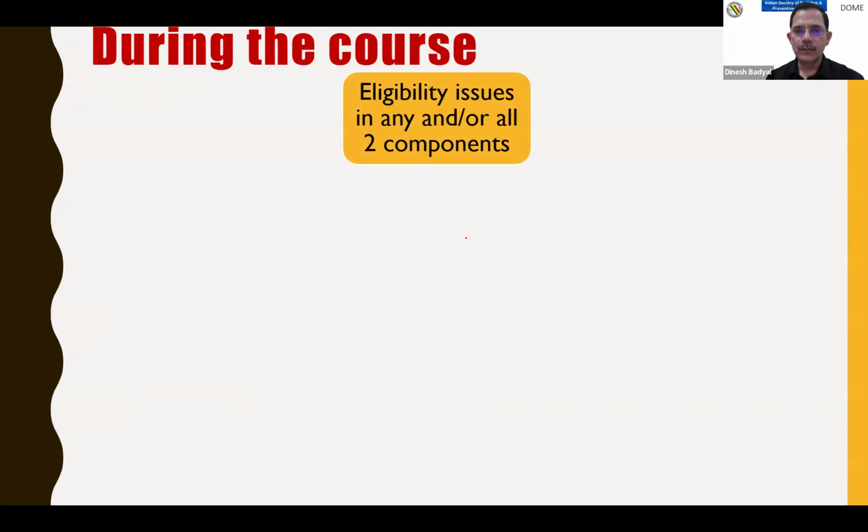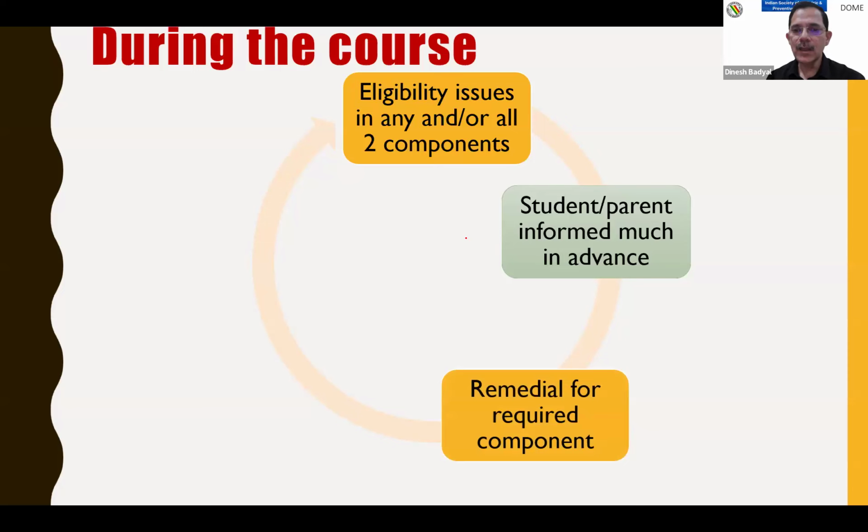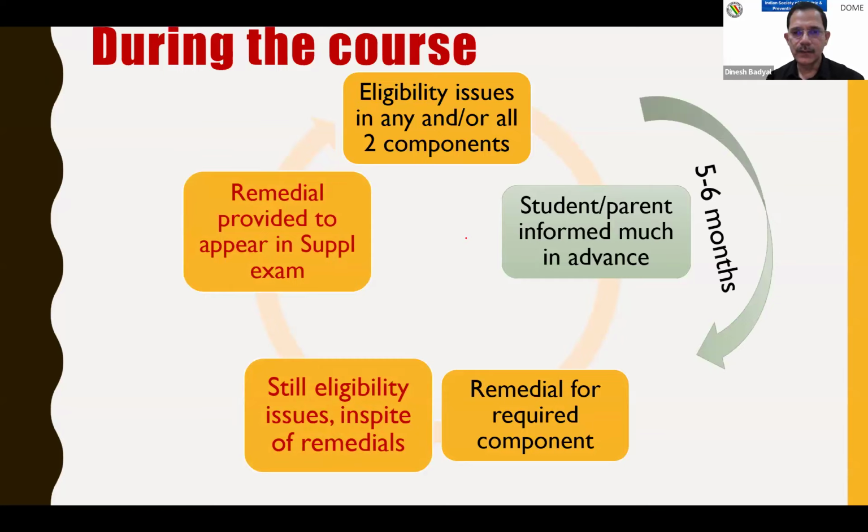So during the course, what we are doing now in other courses is that eligibility issues are looked into. Students' parents are informed much in advance. At the 5th month, a letter goes to the parents of students who are likely to be detained. So there are still 6 months to the exams, and remedials are required, which are given. If there are still eligibility issues in spite of remedials, then we detain those students and they go for supplementary exams. This is very clearly written in the regulations now, with no ifs and buts. But at each step we try to strengthen our formative and internal assessment. That is important. And how we give the feedback.